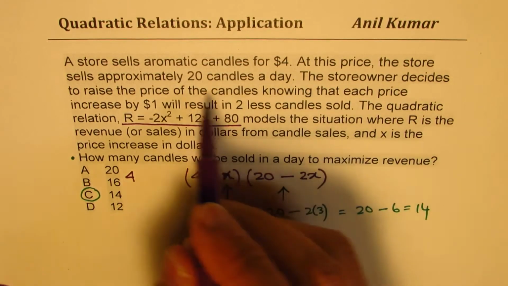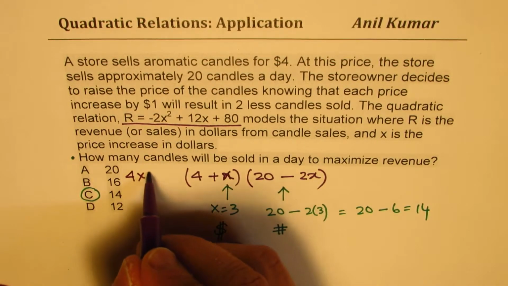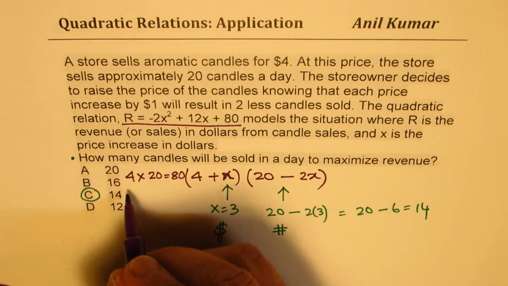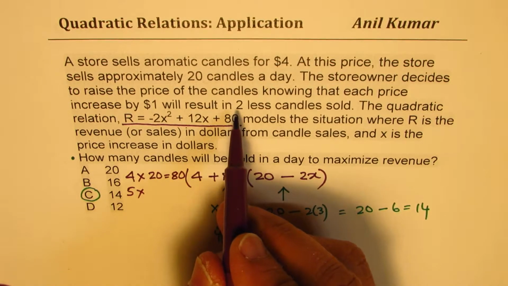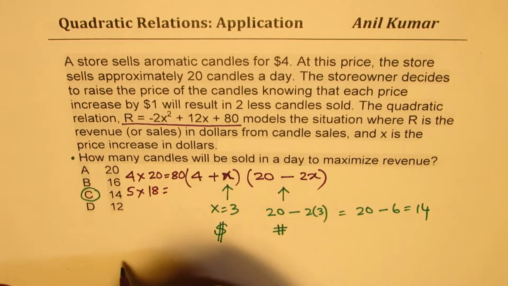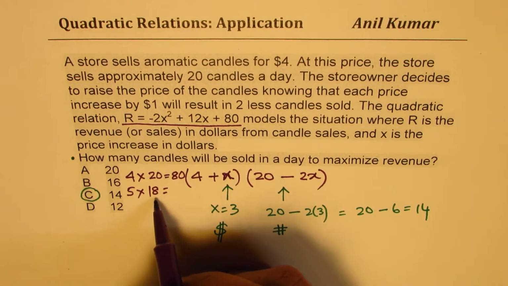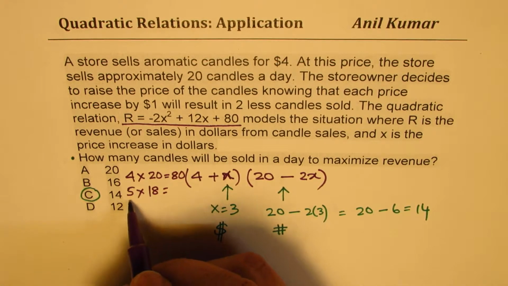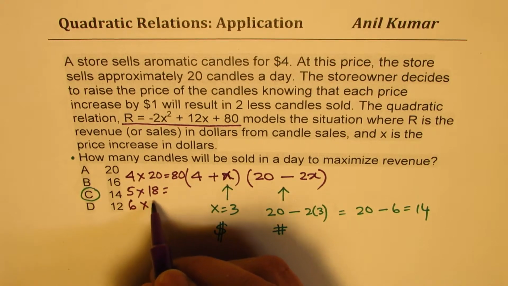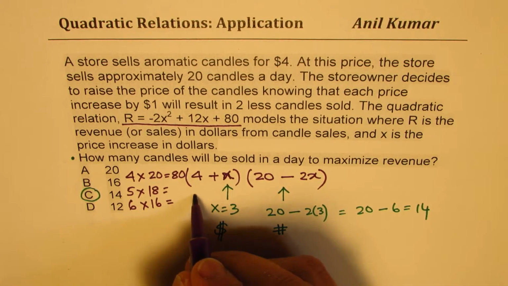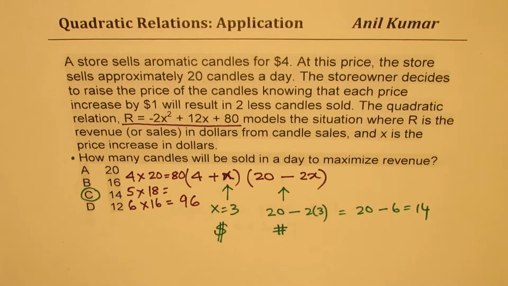For $4, you are selling 20 candles, right? So that gives you $80 as revenue. Now when you increase the price to 5, you're able to sell 2 less, right? So it is 18 here, correct? So when you increase the price, you are selling a lesser number of candles, right? Now if 18 is not an option here, we'll just forget about it. If you go for 6, then it will be 16. Then you can just try multiplying these numbers and see whether you get more revenue or less. 6 times 16 is 96, more revenue, right?